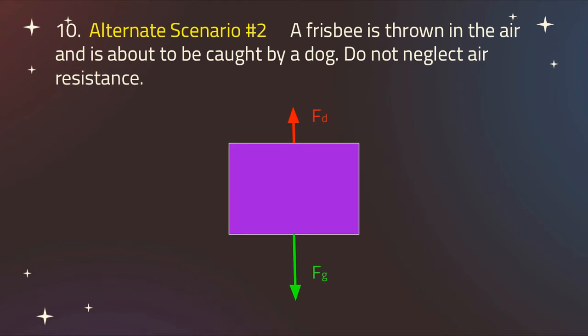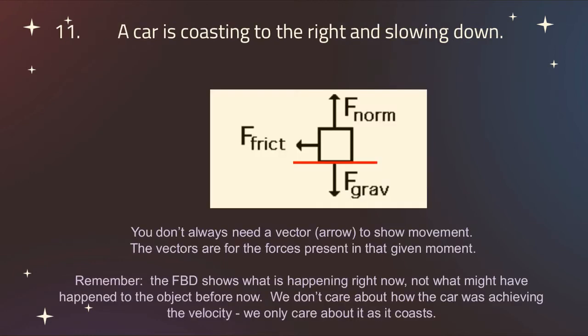Again, it's not being caught by the dog yet, so there's no force by the dog in order to stop this, and you have thrown this frisbee, so there's no more additional force to keep it going. This is already in motion, and the only two forces present are force of gravity and the F drag, or F air resistance. All right, and we've seen this in a scenario before with the car coasting to the right and slowing down.